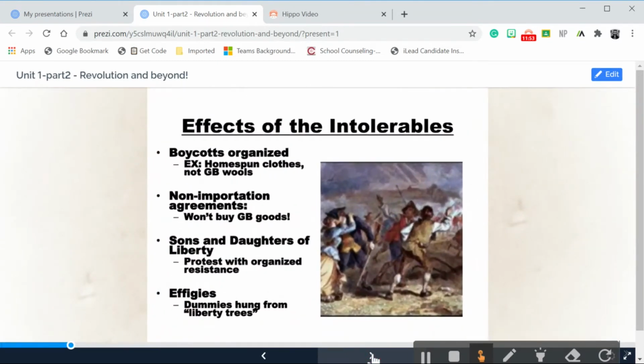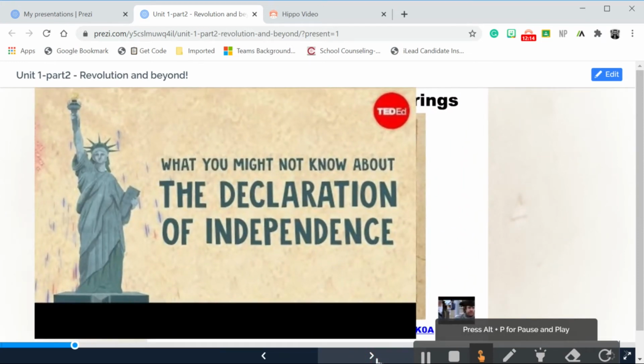So the effect of these acts was that a lot of boycotts were organized. What did the Daughters of Liberty do? They participated and organized the resistance. You also have the effigies. These are dummies hung from Liberty trees, and tar. This is where you get the idea of tar and feathering from.